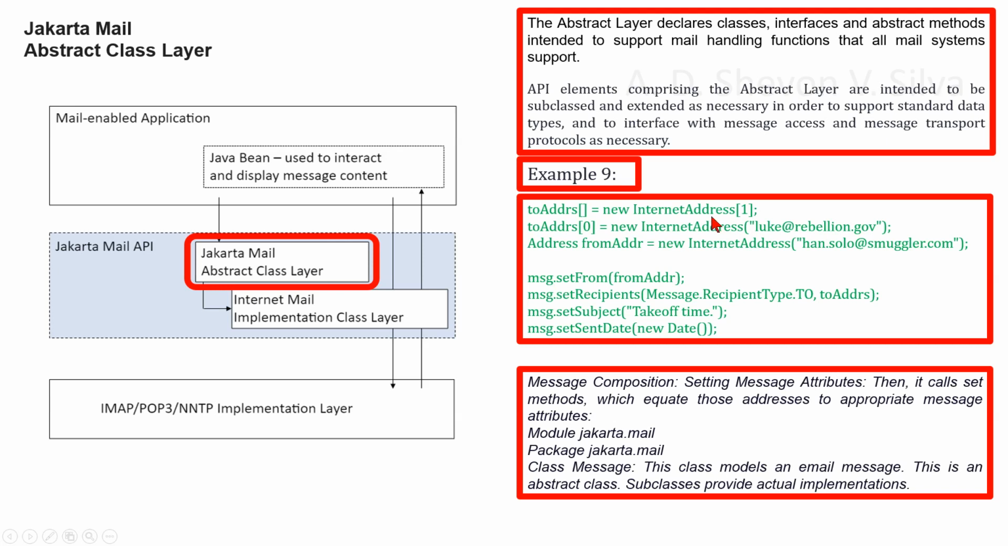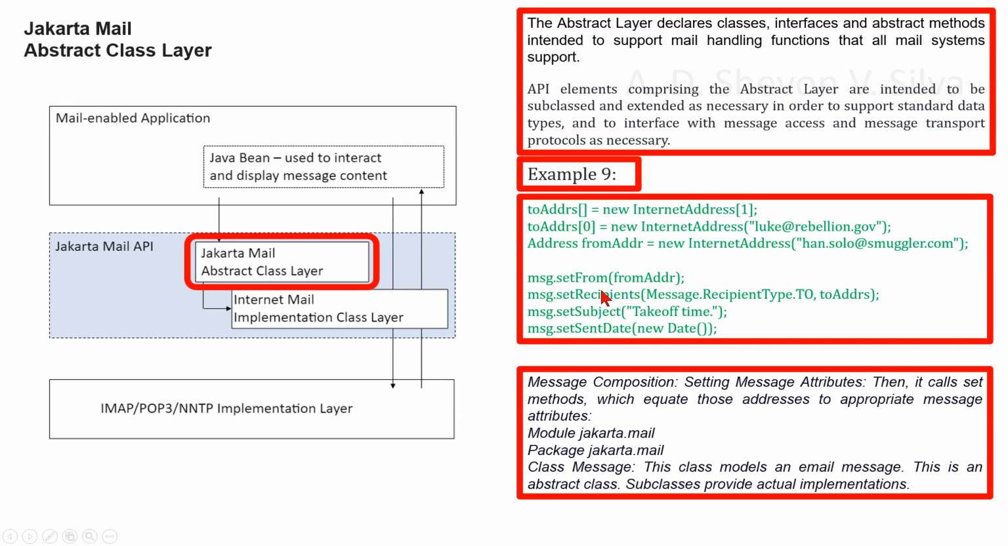Subclasses provide the actual implementation. The Message class provides a set of methods that specify standard attributes common to all messages. The MimeMessage class provides additional methods that set MIME specific attributes. The client program can also set non-standard attributes, custom headers, as name value pairs. The methods for setting standard attributes are setFrom, setRecipient, setReplyTo, setSentDate, setSubject, etc.